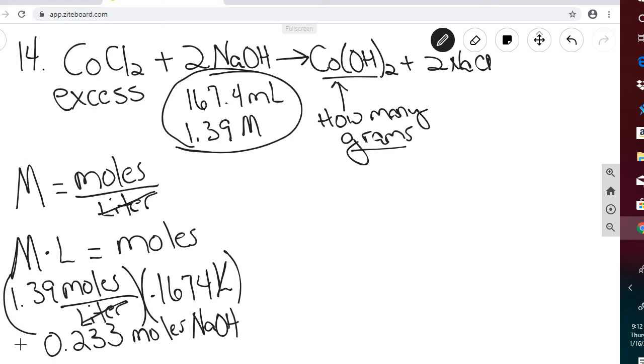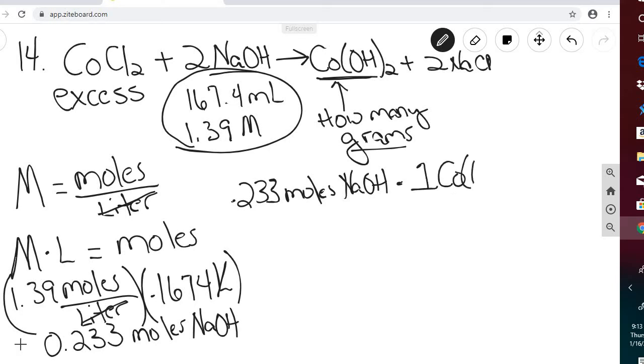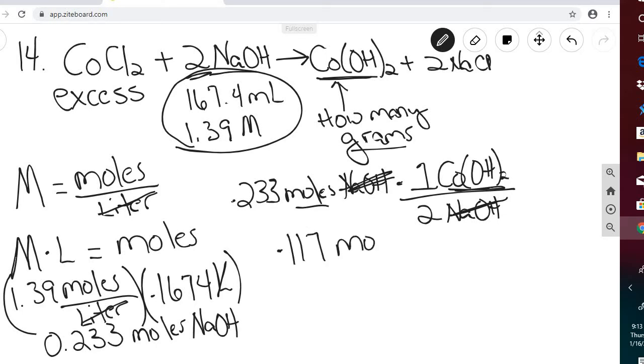Okay, now that that is in moles, we can use that to determine the number of moles of this. So 0.233 moles of sodium hydroxide, and there is one cobalt hydroxide for each 2 sodium hydroxides. So basically it's going to be 0.233 divided by 2. The sodium hydroxides are going to cancel, and you'll be left with moles of this. So the answer is 0.117 moles of cobalt hydroxide. Okay, now that we know that, we can convert it to grams.